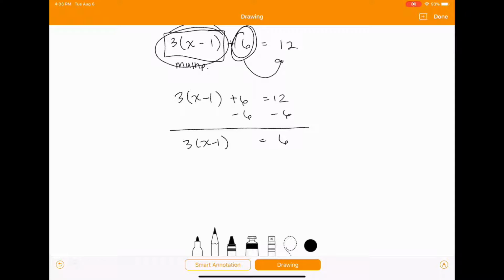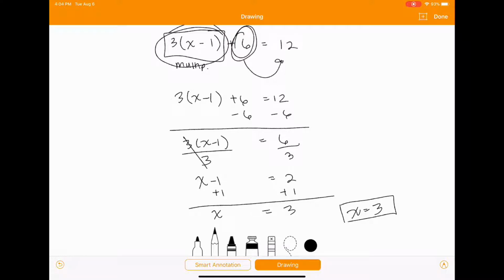Now, this parenthesis grouping here, that's just 3 times this quantity here. So to undo this, you can divide this by 3, and that will cancel there. And then just remember to divide that side by 3 as well. So you'll be left with x minus 1 equals 2. And then you just add 1 to both sides. So you'll be left with x equals 3. And that's your solution there.